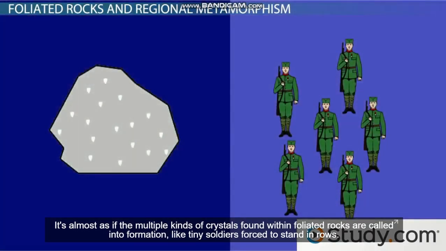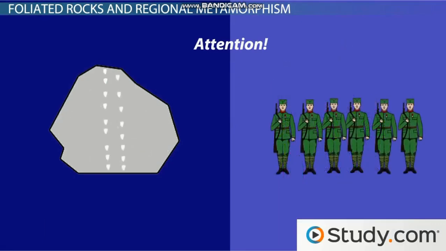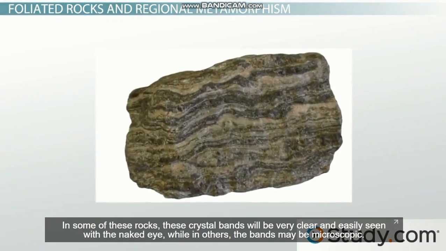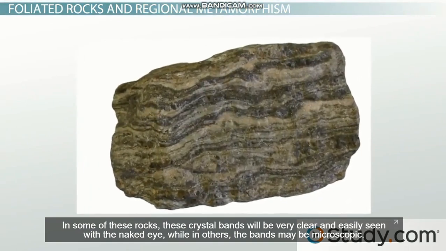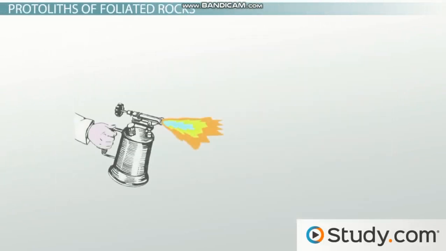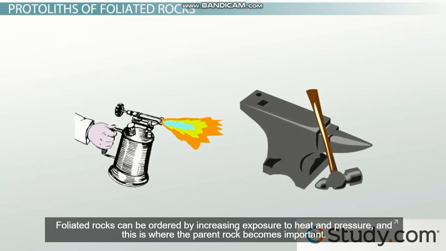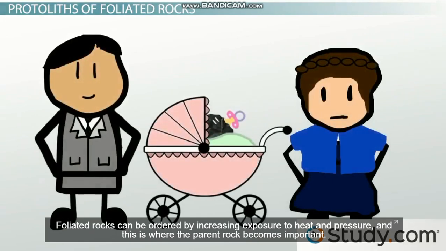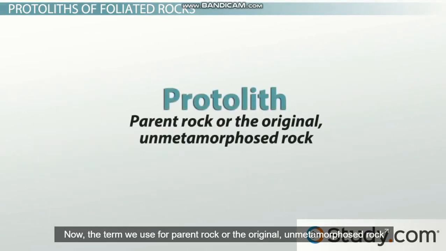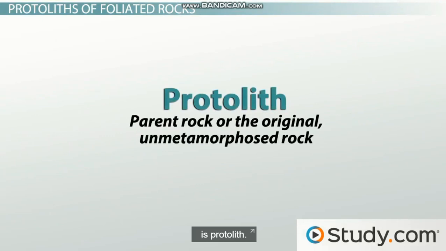It's almost as if the multiple kinds of crystals found within foliated rocks are called into formation, like tiny soldiers forced to stand in rows. In some of these rocks, these crystal bands will be very clear and easily seen with the naked eye, while in others, the bands may be microscopic. The foliated rocks can be ordered by increasing exposure to heat and pressure, and this is where the parent rock becomes important. Now, the term we use for parent rock, or the original unmetamorphosed rock, is protolith.